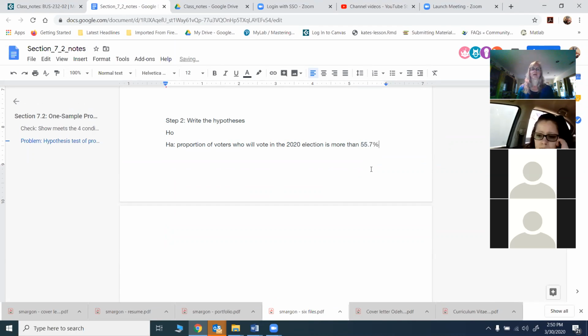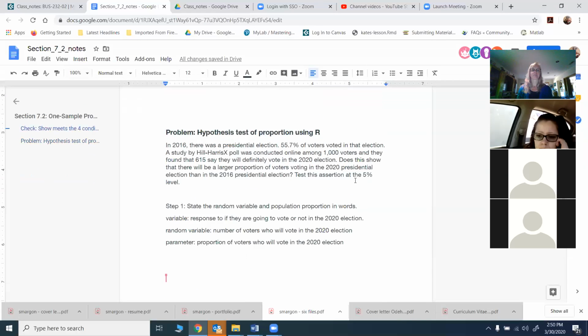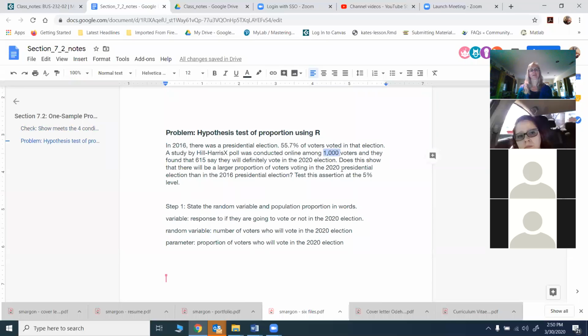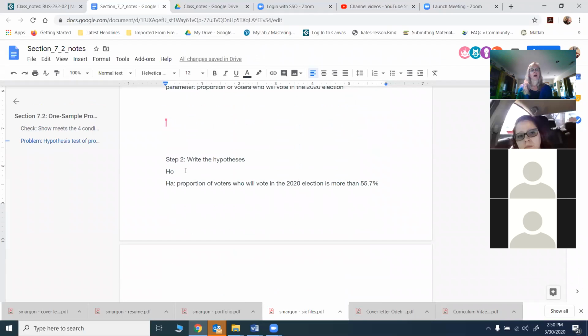Okay, and the numbers that we do have are that out of 1,615, say they will vote. So what does that 1,615 represent? Is this a population or a sample? That's your sample. That's my sample, yeah, because there's way more than 1,000 people in the United States. So this 55.7 is from the 2016 election. This other information is my data I'm going to use.